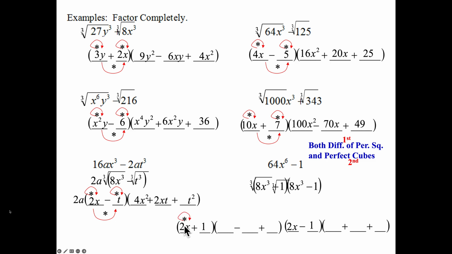It's time to smile. 2x times 2x, that's a 4x squared. Well, this will be 4x squared because we're going to take this 2x and multiply by itself. 2x times 1 is 2x. Put it in for both middle terms. 1 times 1 is 1. Put it at the end of both trinomials. And now we're factored. And that's our perfect cubes.